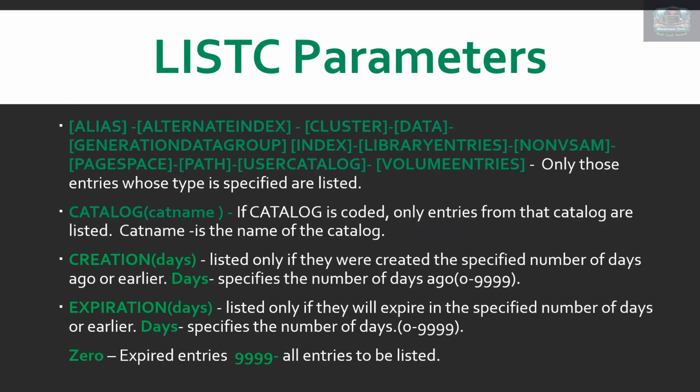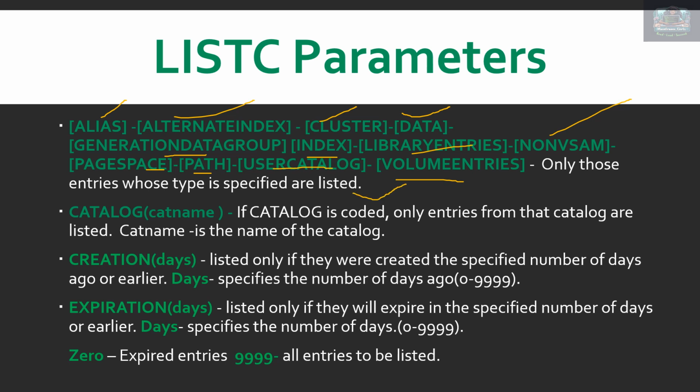Okay. So when it comes to some particular parameters like alias, alternate index, cluster, data, GDG, which is generation data group, index, library entries, non-VSAM, page space, path, user catalog, volume entries. With these parameters, only those entries whose type is specified are listed.